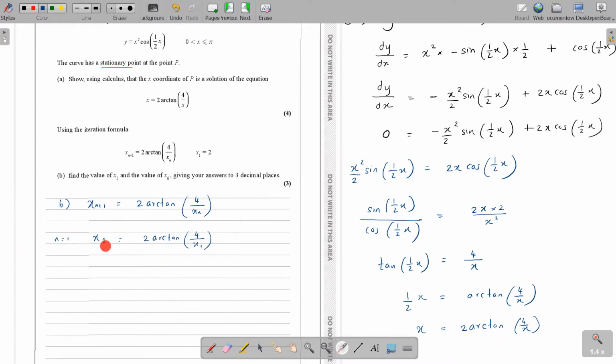Then after you get x2, you need to go on till x6. So you put the x2 value again over here and you get x3. The x3 value we again replace over here, you get x4, isn't it? So that's the iterative formula. So let me do it in the calculator.